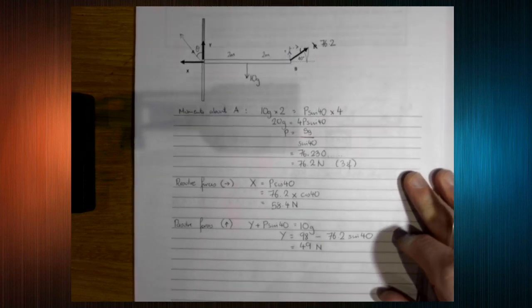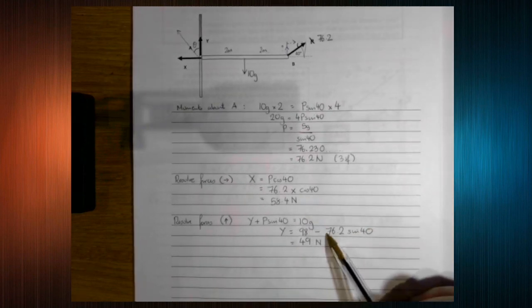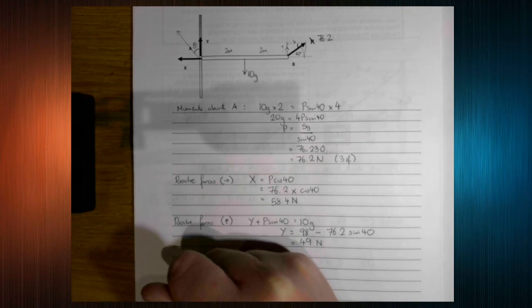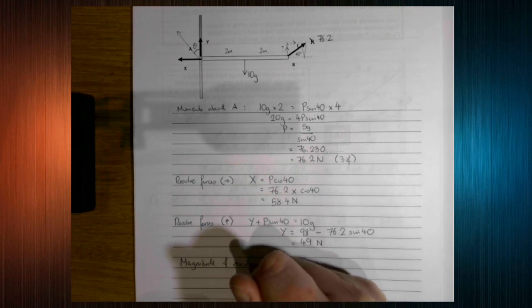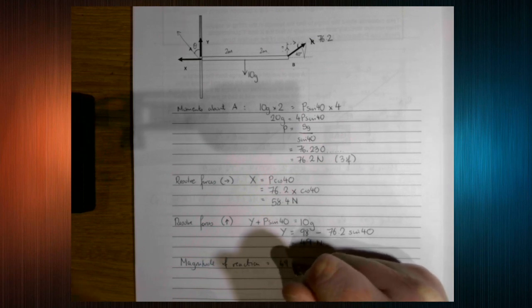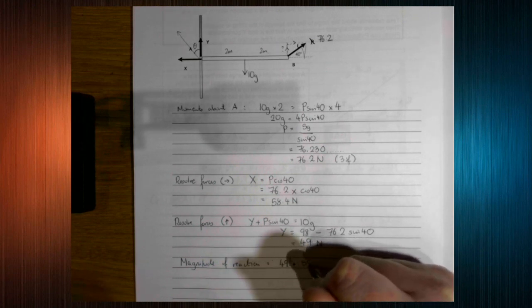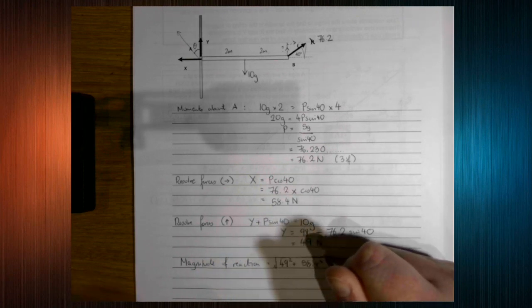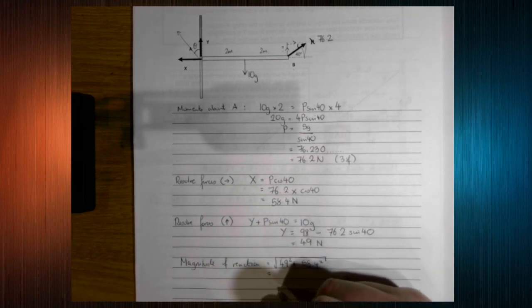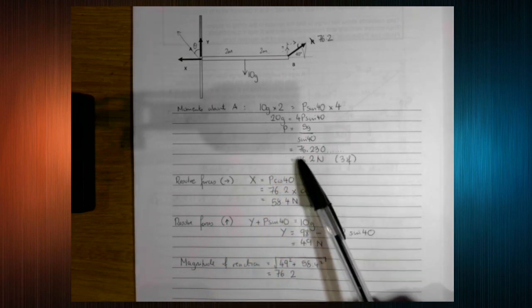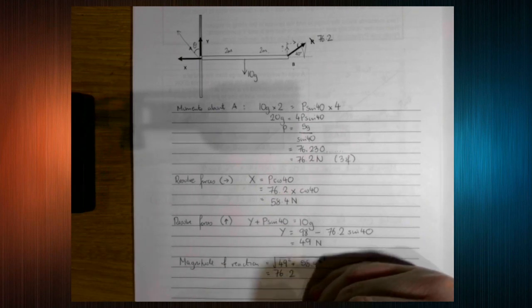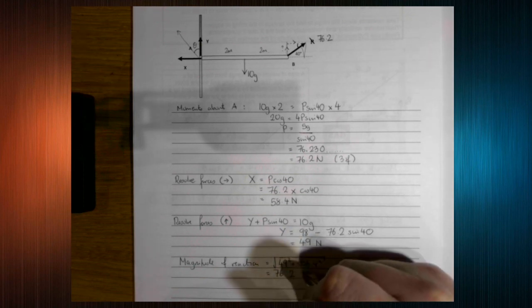Okay, so now we want the magnitude of the reaction force, so size. It's going to be 49 squared plus 58.4 squared, all square rooted, which comes out as 76.2 newtons. Lovely, same as P. That's, for this example, probably not coincidental. I'm not sure, but there we go.